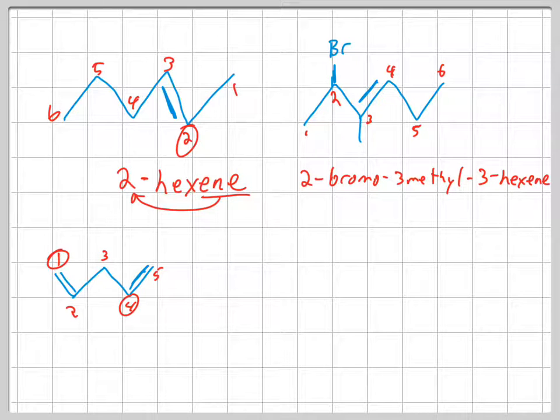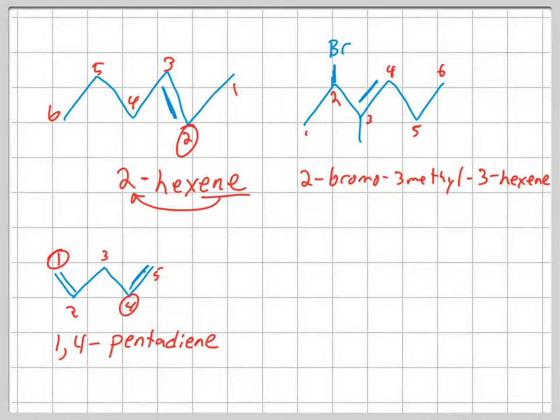So how would we name this? Well, we would name this as 1,4, and this is 1, 2, 3, 4, 5. Penta. That's supposed to be a D. Diene. Pentadiene. And that tells us where they both are. 1,4-pentadiene. Okay, what if we have a triple bond in it?